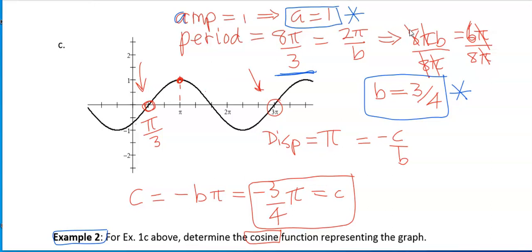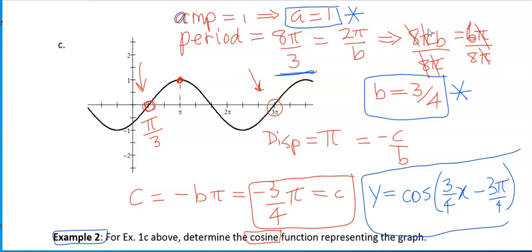And so what I'm going to do now, the last thing, is write down this final equation in terms of cosine. A was 1. You don't need to put a 1 there. You can if you want. Not really required. B is 3 over 4 times x. And then minus 3 pi over 4. And there's my equation. There it is in terms of cosine. Okay, that one's done.